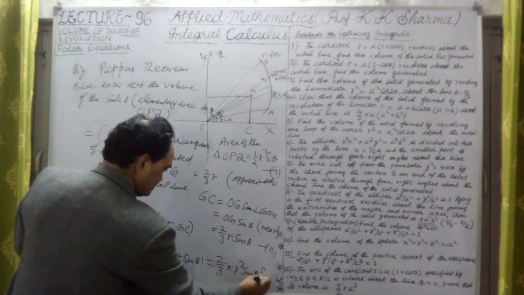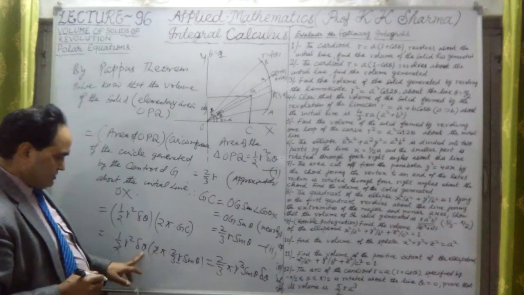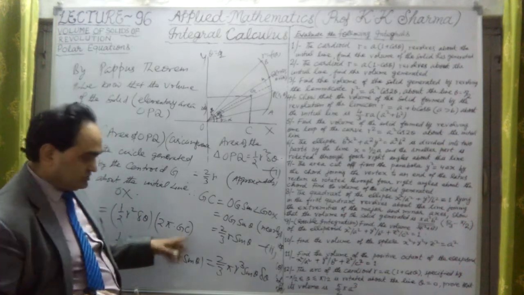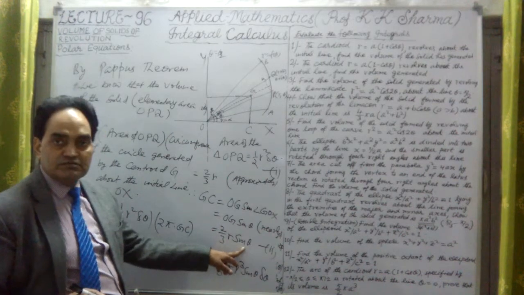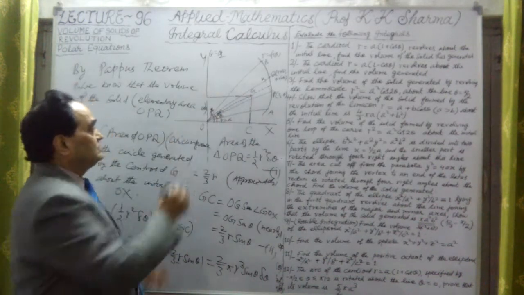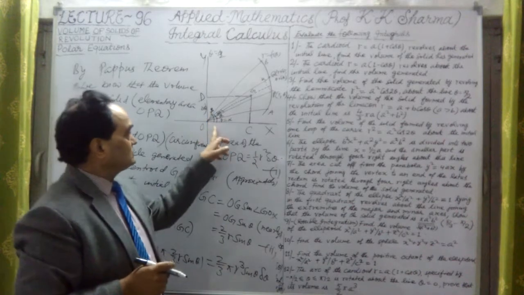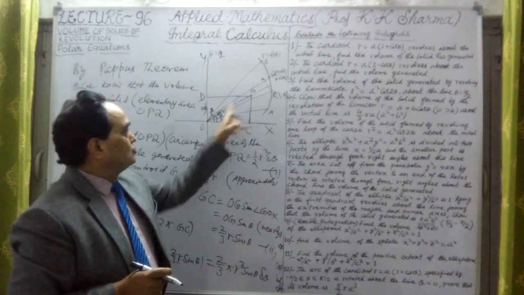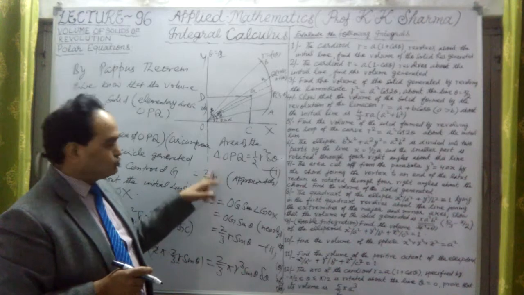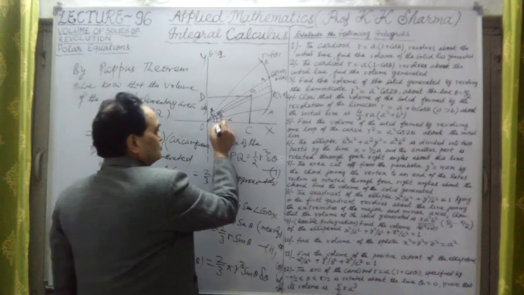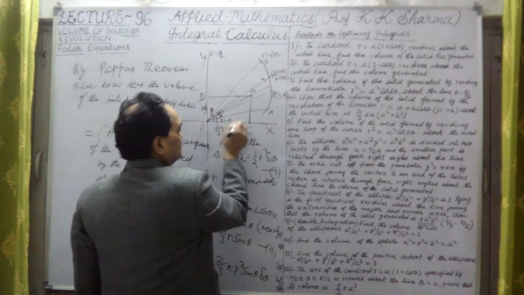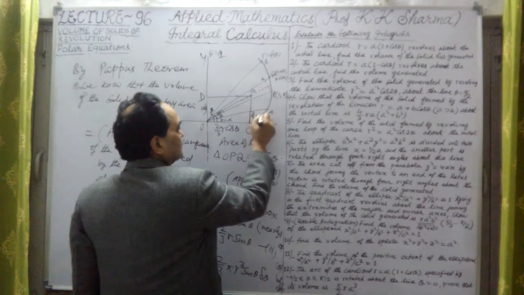into delta theta. Try to understand, this is delta theta here. The area is 1/2 R square delta theta into 2 pi GC, GC is the radius, radius is given by 2 by 3 R sine theta. Try to understand. Okay, this GC. Similarly, if I find this GD, GD will be what? GD is this OC. Now OC is OG cos theta. Now OG is 2 by 3 R cos theta. This is 2 by 3 R cos theta. OC is equal to DG. Okay, so this OC is this and this is 2 by 3 R sin theta.